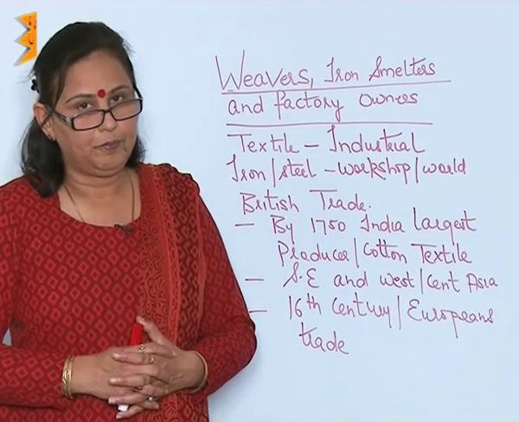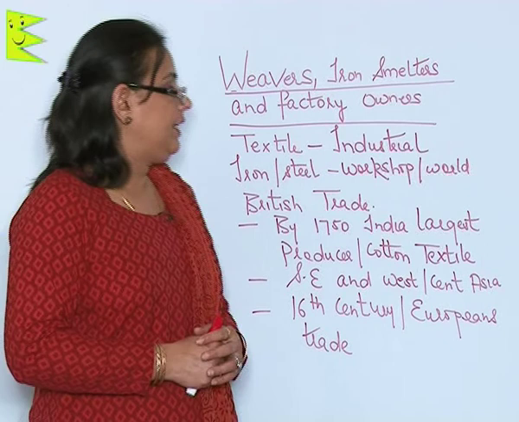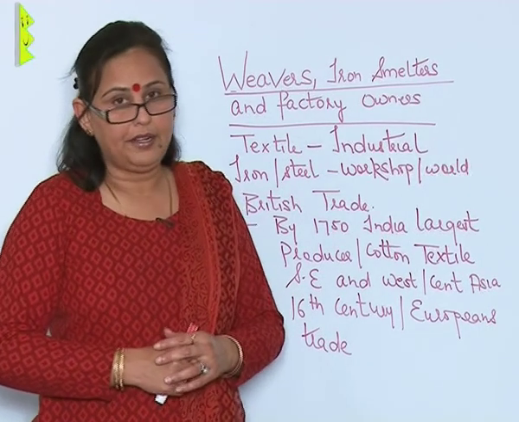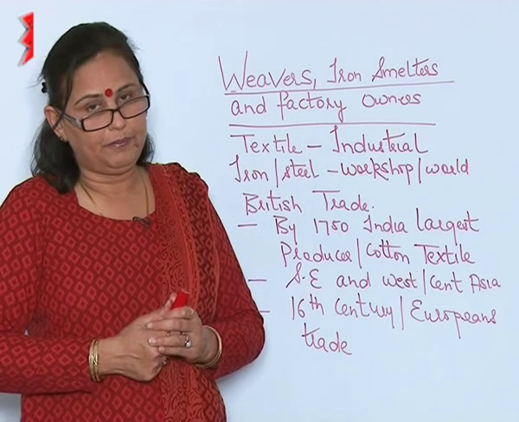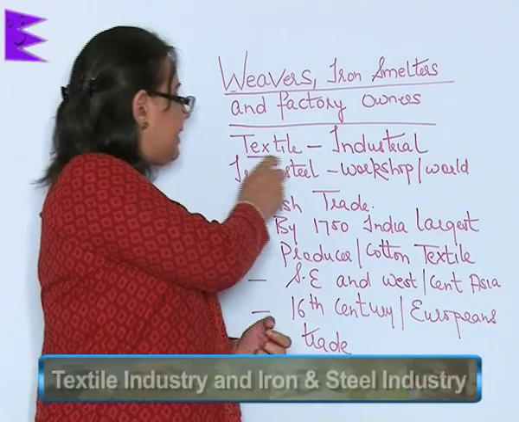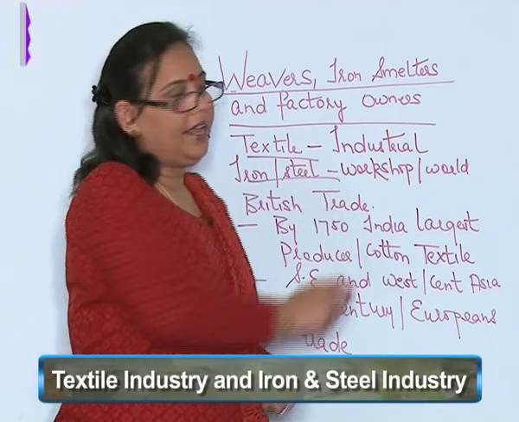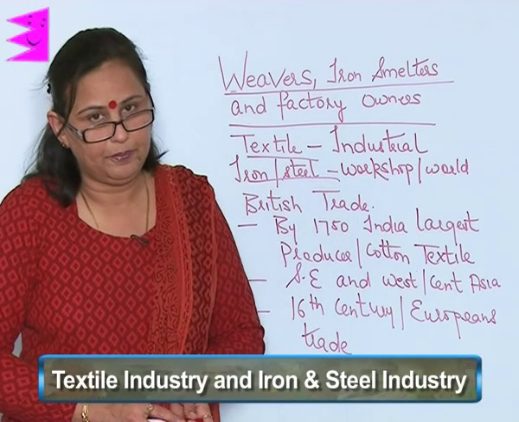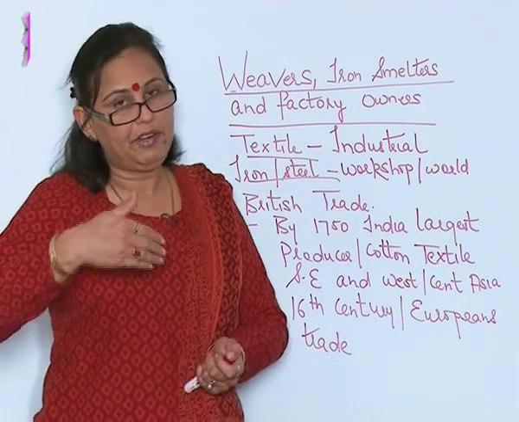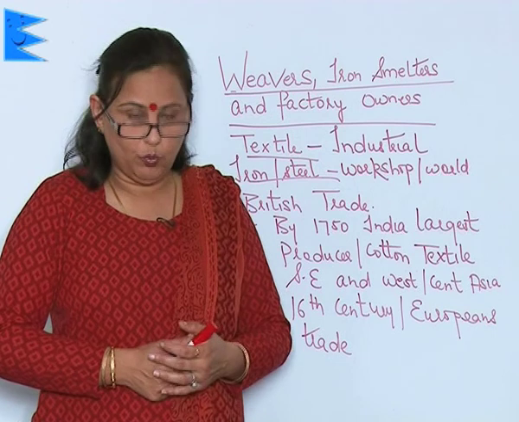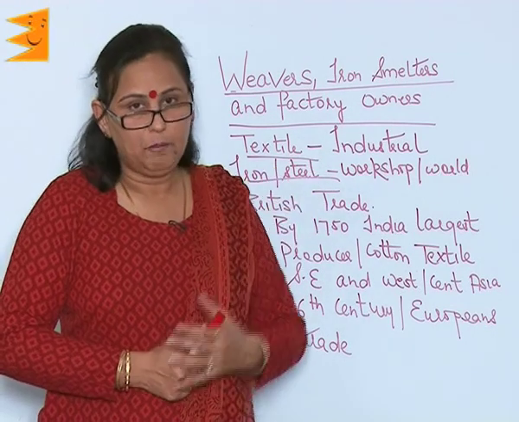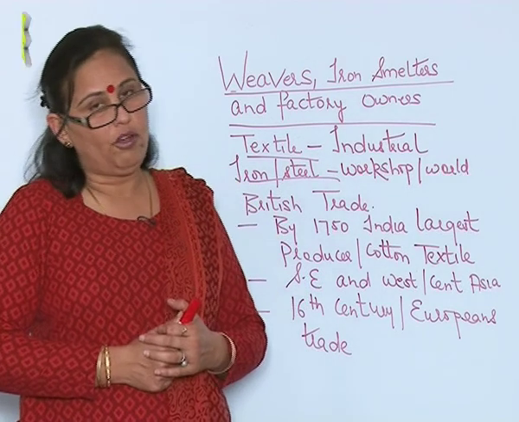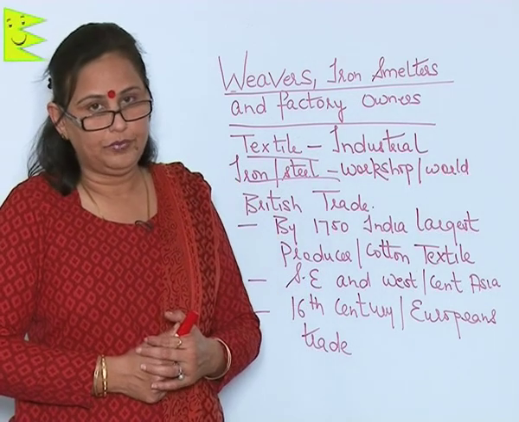In the beginning we see that in Britain there were two industries which started flourishing, and those were the textile industry and the iron and steel industry. Of course, there were smaller industries which were developing, but these were the two major industries which changed the face of England at that time.